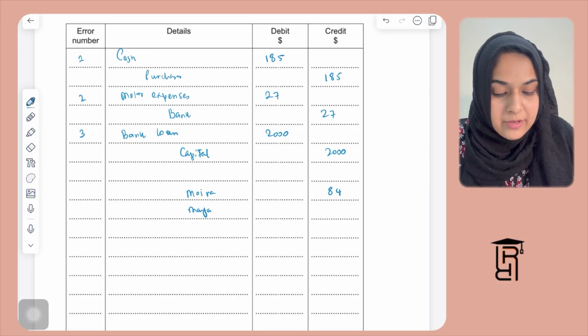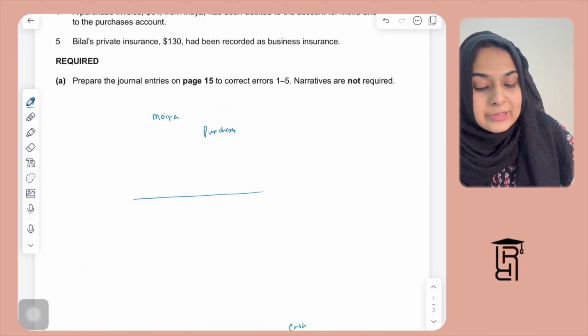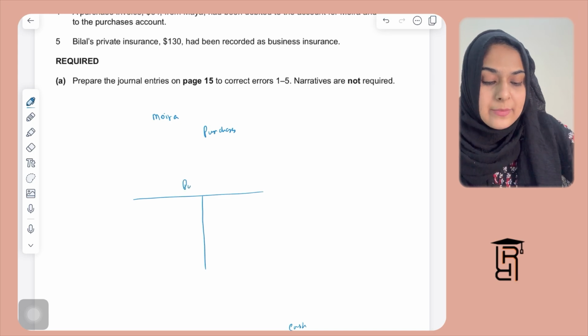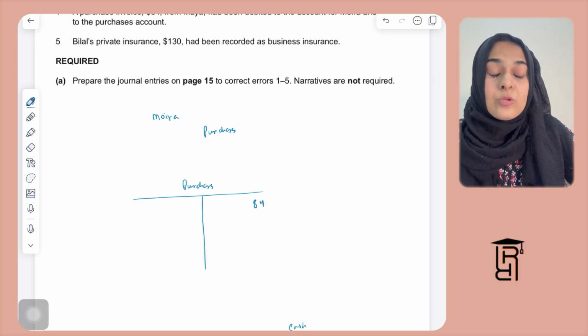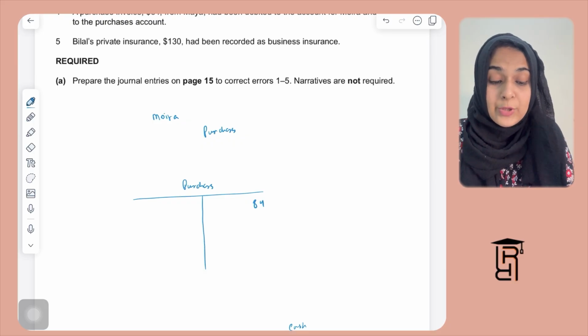I need to credit Maya once because I need to record this in Maya's account, and I need to debit purchases with twice the amount. Because I recorded the incorrect amount on the credit side, sorry, the correct amount, that is $84 on the credit side of the purchase account, which was incorrect, right?